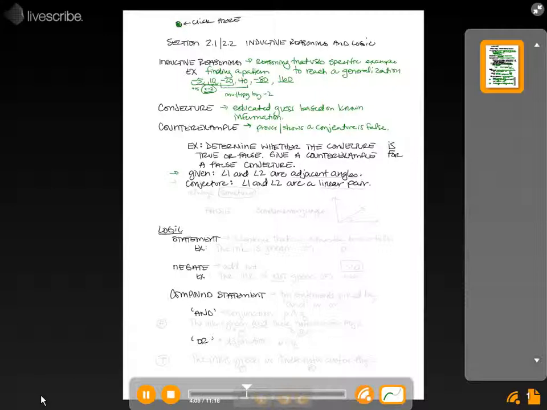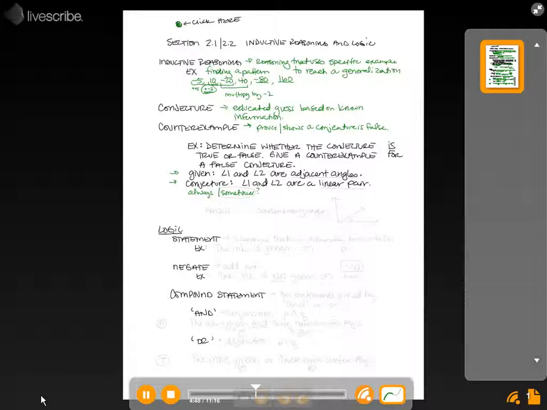It tells us, this is our given information, that angle 1 and angle 2 are adjacent angles. And the conjecture they came up with, the educated guess on that given information, is that angle 1 and angle 2 are a linear pair. Now you want to figure out if that's true or not. So you want to ask yourself, is that conjecture always true, or sometimes true? If it's always true, then the whole thing is true. But if it is sometimes true, then it's false, and you need to give me a counterexample for it.